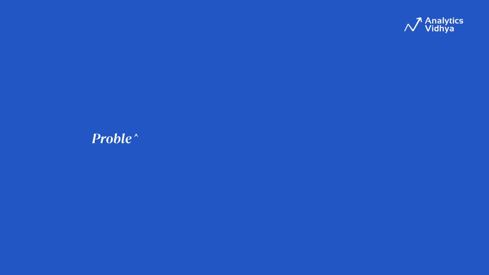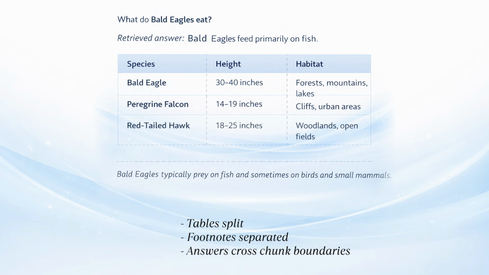Problem number 1. Arbitrary chunking destroys context. When you slice a document at 512 tokens, you are not respecting the document's actual structure. A single table might get split across 3 chunks. A footnote that's critical to understand the main text ends up in a completely different chunk. The answer you need might literally span 2 adjacent chunks, and the retriever picks only one of them.